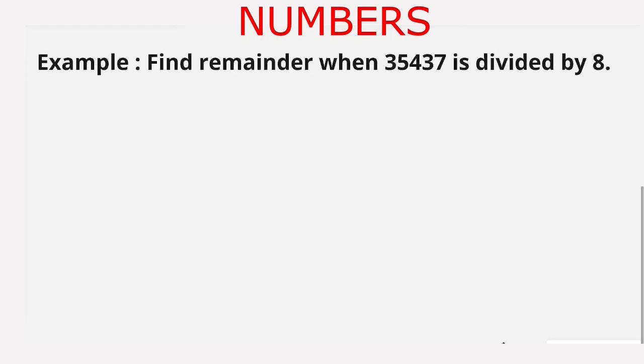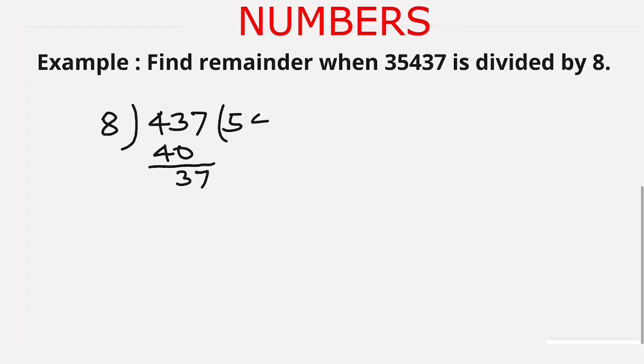Our next example is find remainder when 35,437 is divided by 8. Here we have to divide only the last 3 digits, and the last 3 digits are 437. 8 times 5 is 40. Balance is 3, we carry 7. 8 times 4 is 32. And 32 when subtracted from 37, we get remainder 5. It means that when 35,437 is divided by 8, the remainder will be 5. And we do not have to divide the entire number, we have just to divide the last 3 digits.